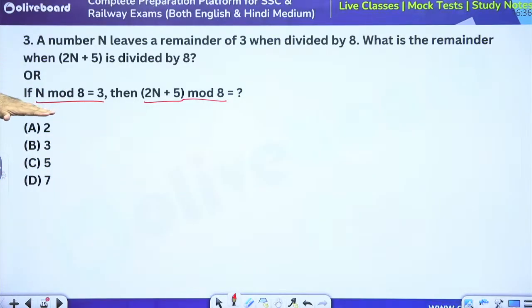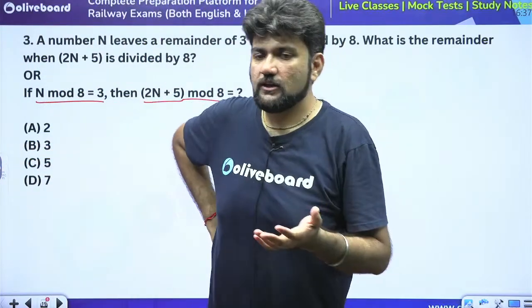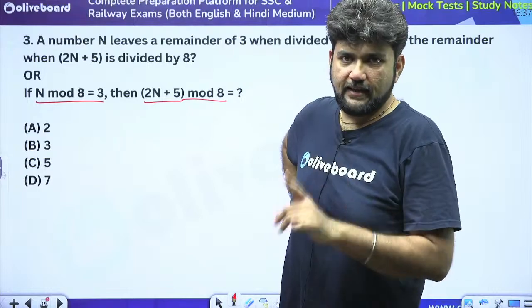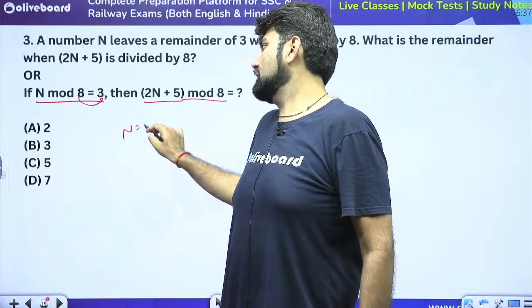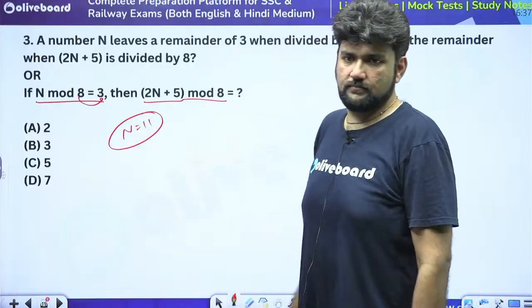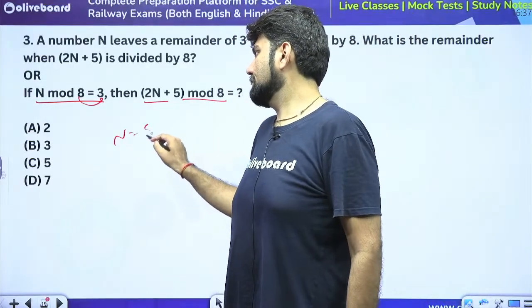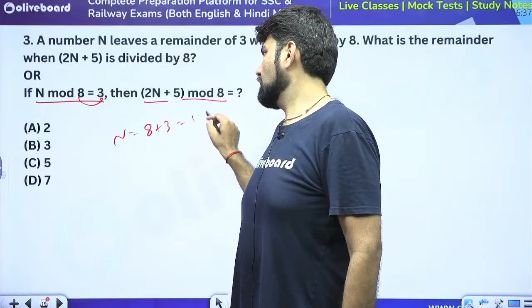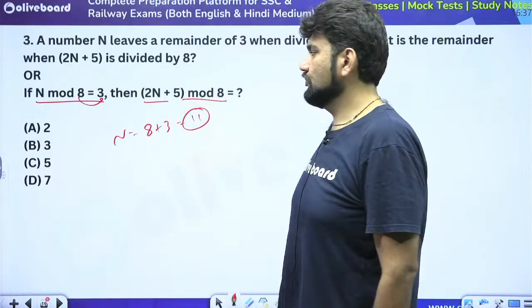The first minimum value of n. That means n is being divided by 8 and 3 is the remainder. You will take the smallest multiple of 8, that is 8, and you will add 3 to it. So basically what is n? Minimum value of n is 11. Right? That means 11 divided by 8, remainder is going to be 3 only, no?